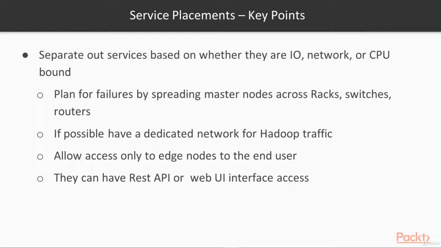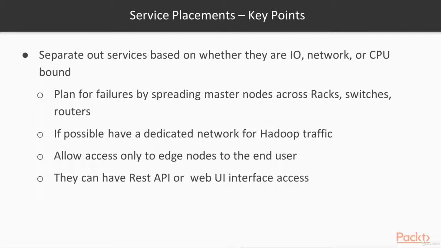So we have to plan for failures by spreading master nodes across racks, switches, and routers. So what does it mean? I should not be having two masters, let's say two name nodes, within the same rack. Why? Because if the rack fails, I will have an outage. So I should spread it out evenly. One master maybe in rack 1, another name node master in rack 2.